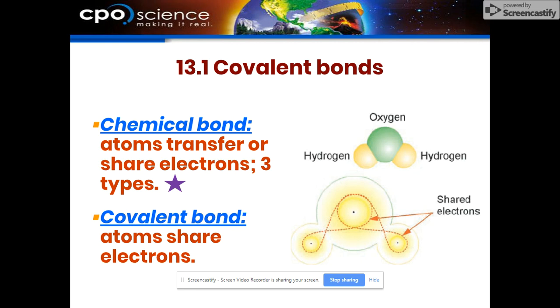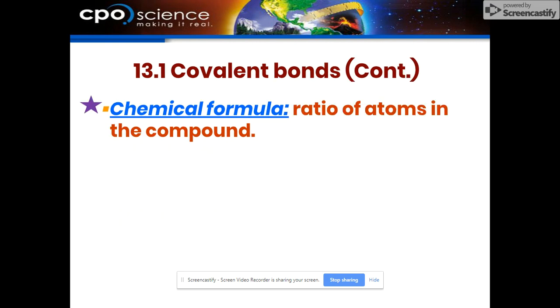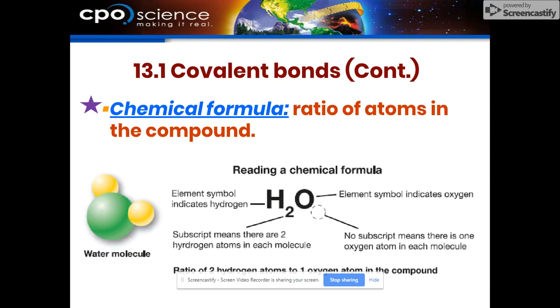Okay? And that's what a covalent bond is. These atoms are sharing electrons, so they can't move away from each other because you can't share something when you're away from them, right? So that's a covalent bond, is sharing electrons. Okay? Water is an example of a covalent bond, and we know water's chemical formula is H2O, two hydrogens to one oxygen. Now, breaking down the parts, chemical formula is a ratio of atoms in the compounds.